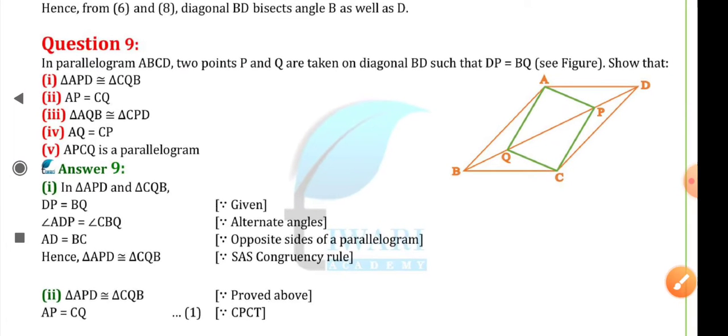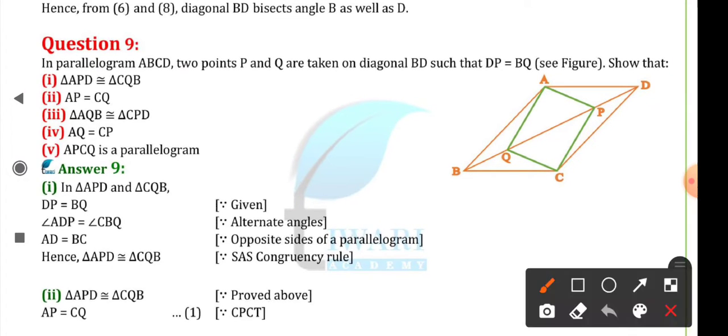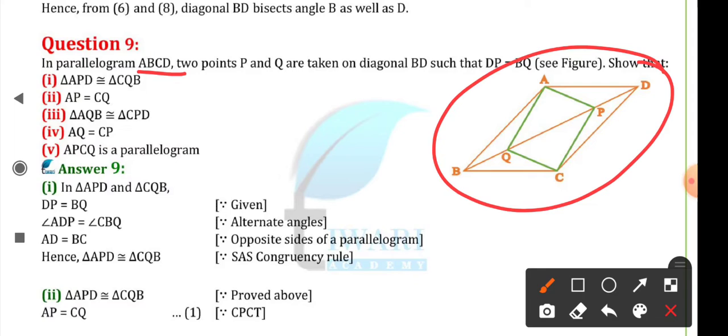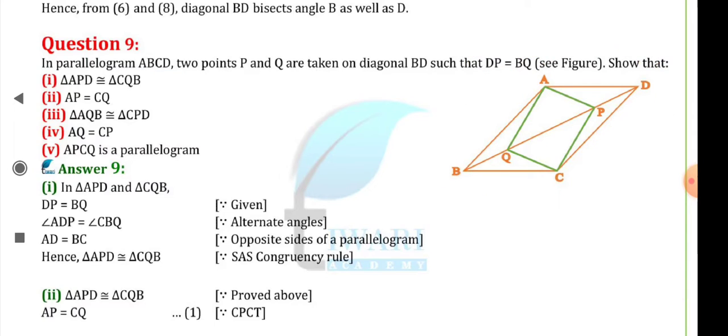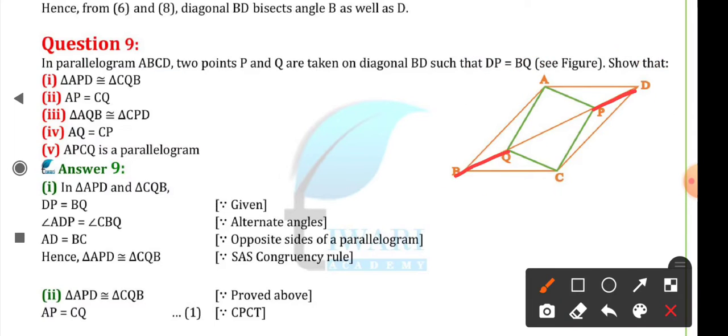I am going to show you question number 9. In this question, it's a parallelogram ABCD. You will assume it as a parallelogram. There are two points, this P point and Q point, in such a way that DP equals PQ. It is given in the question that DP and PQ are equal to each other. We have to prove these two triangles congruent, that means ABD, this upper one, and this down one.